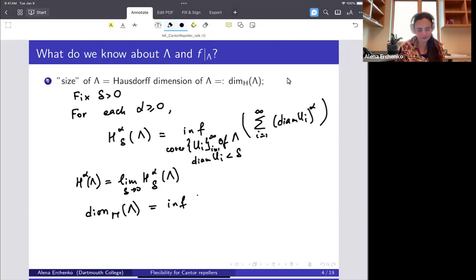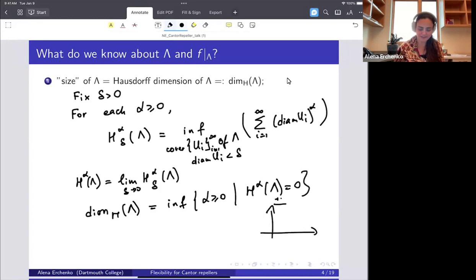Let me write it this way: it's the infimum of the alpha where this number is zero. The behavior, as I said, is infinity on one side and zero on the other, and at the point itself it's not clear. So this is our dimension.